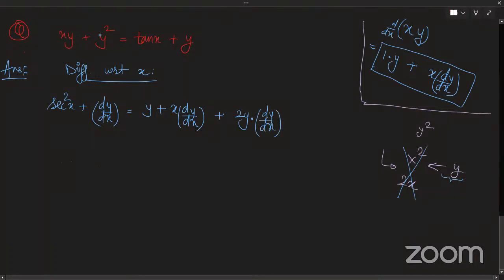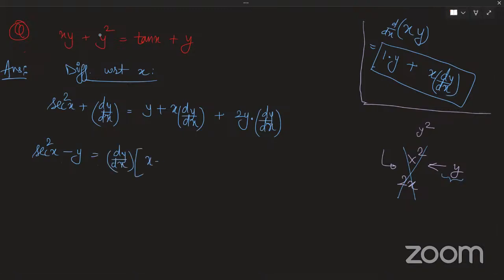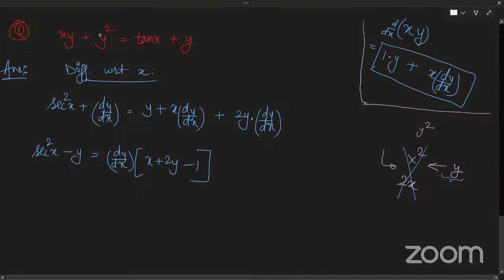Easy chain rule. So now you can separate out your dy by dx, right? So your value of dy by dx is secant squared x minus y whole divided by x plus 2y minus 1.